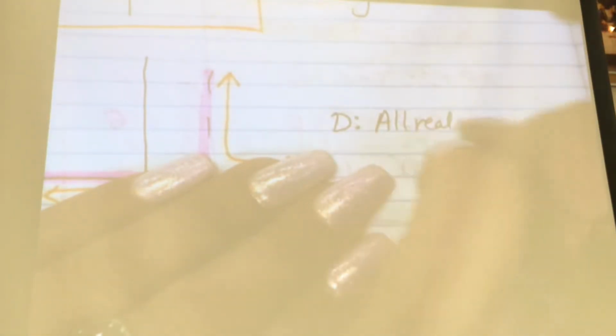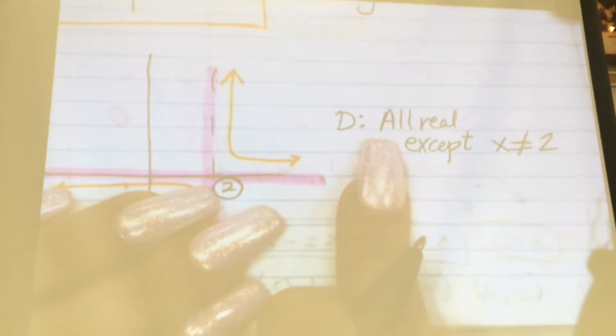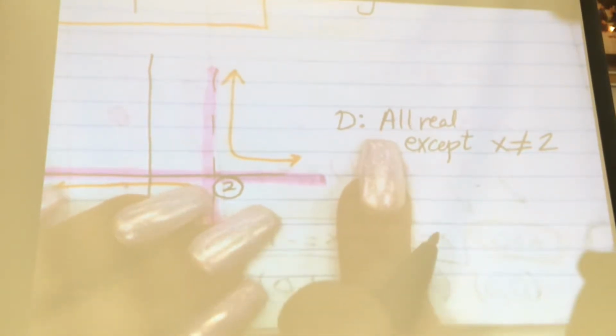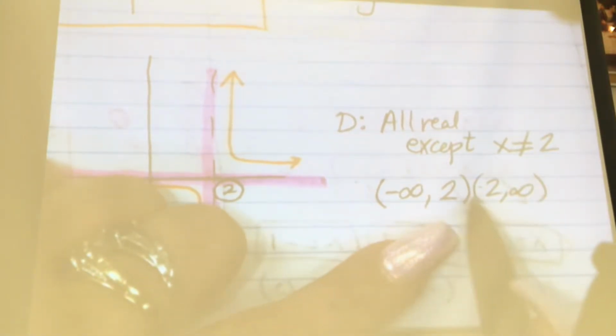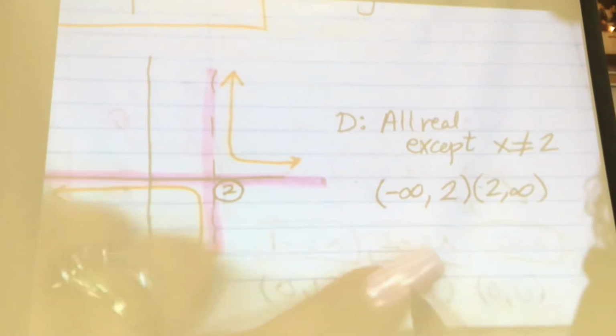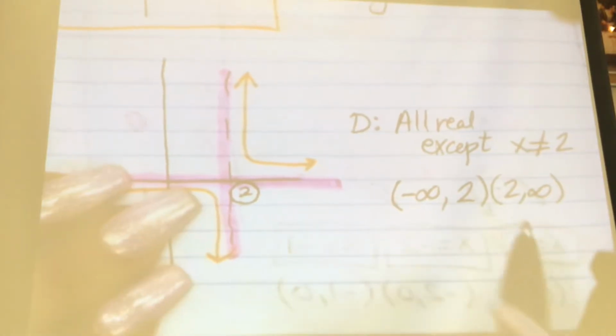So the domain is all real numbers except, we're going to say x cannot equal 2. Now on your test, it could be written like this. And I have to make sure you know how to write it in interval notation, which is negative infinity to 2, and then 2 to infinity. These little parentheses mean you have to skip 2. So that's how you write the domain.